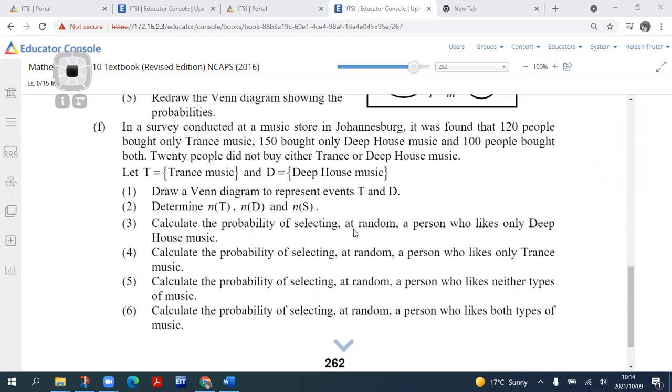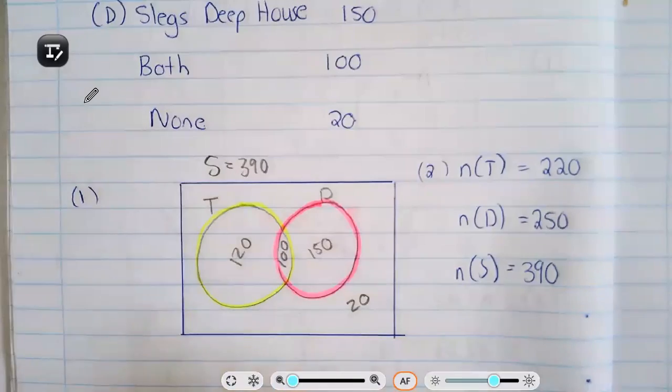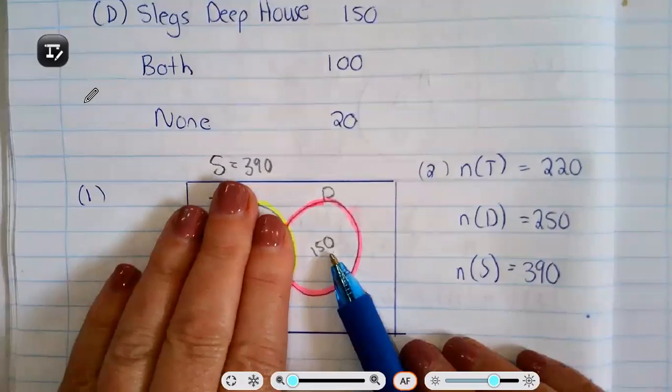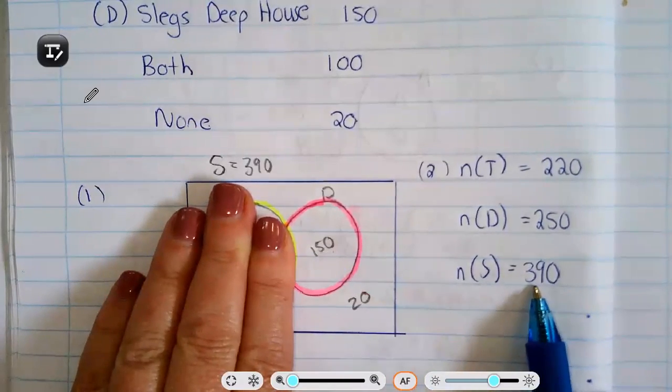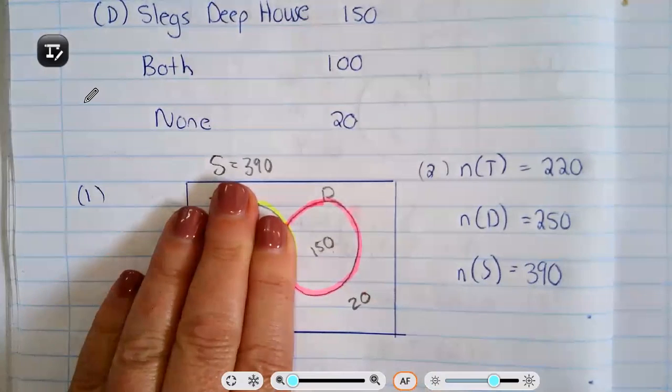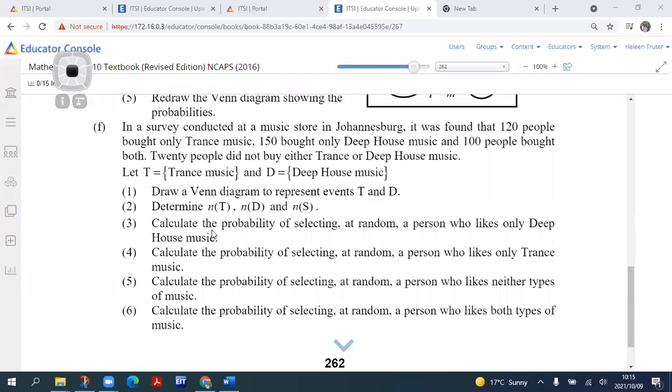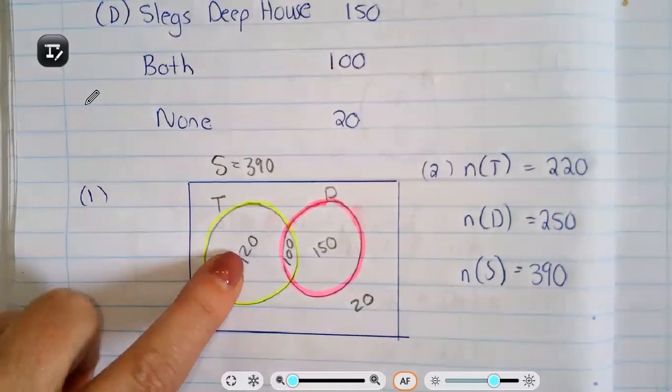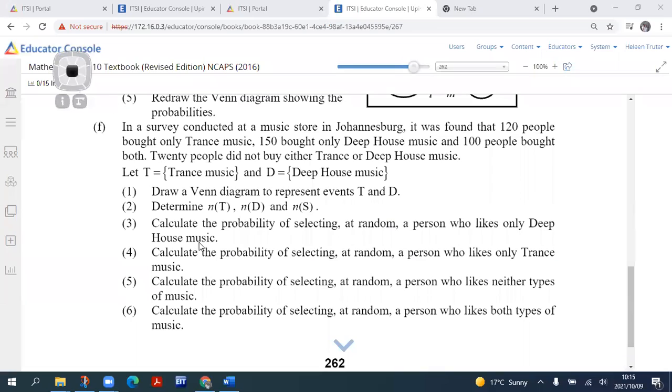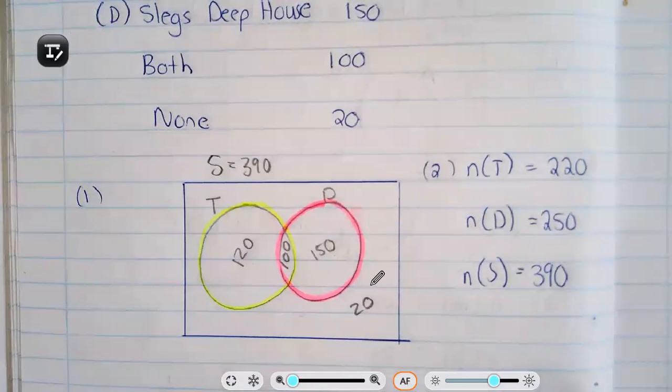Calculate the probability of selecting at random a person who likes only deep house music. Only deep house music is 150 uit 390. Calculate the probability of selecting at random a person who likes only trance. 120 uit 390. Calculate the probability of selecting who likes neither types of music. Wat nie een van daai twee musiek luister nie, is mos nou hierdie 20 hier buite. 20 op 390.